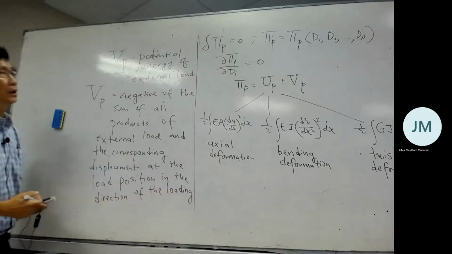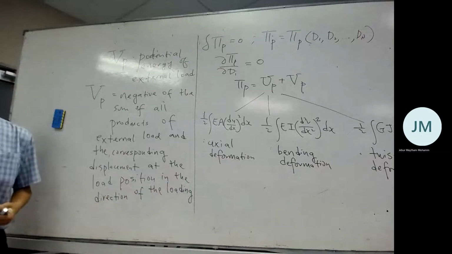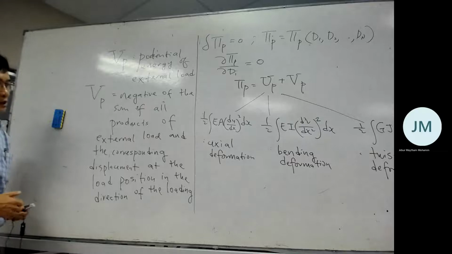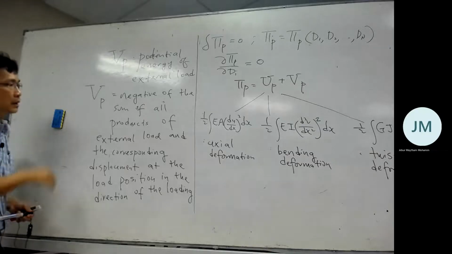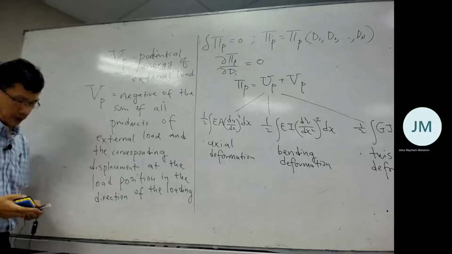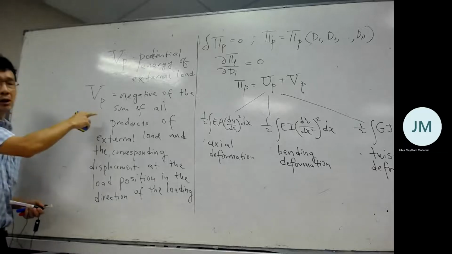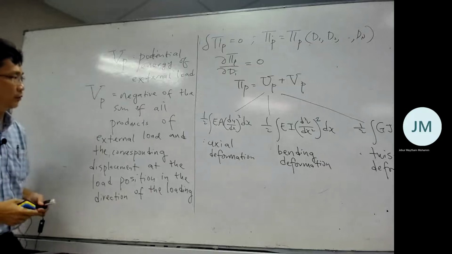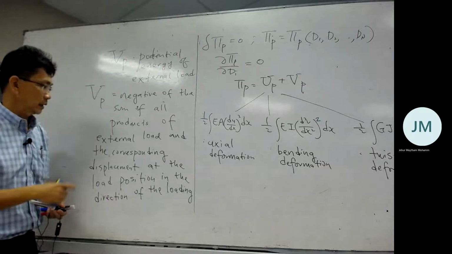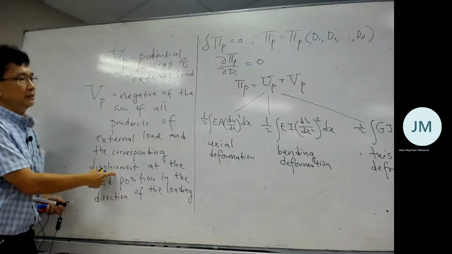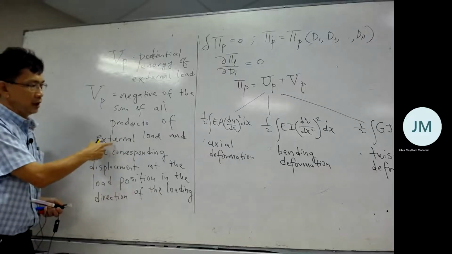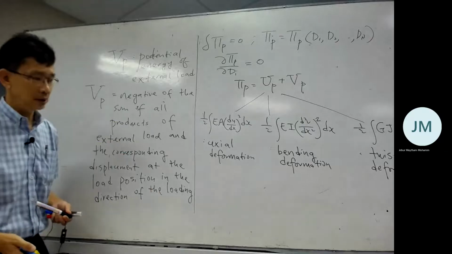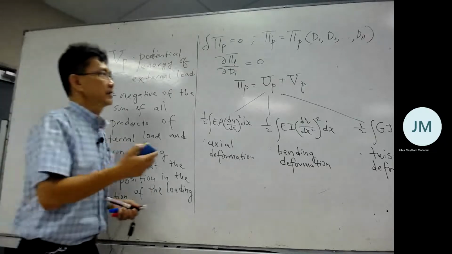So this is how we can understand VP. If I want to represent that in equation form, then we can write it down. It must be a negative of the sum of all the products of external load and the corresponding displacement at the location where the external load is acting in the direction of the loading. So that is the definition.